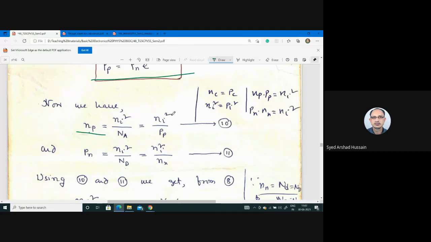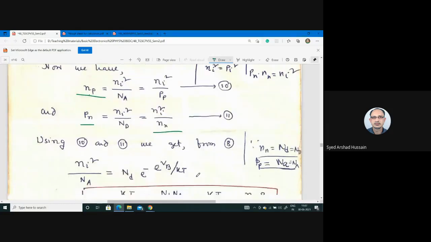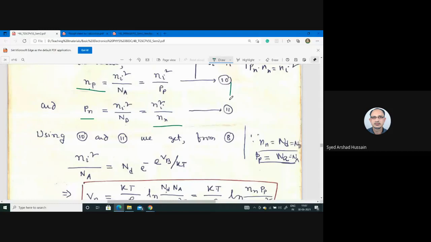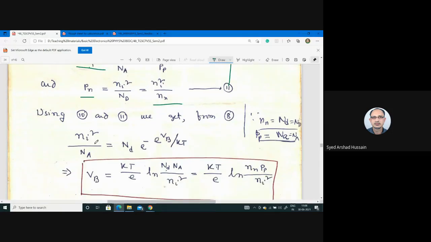It is equal to Ni square divided by Pp. Pp is again very high in case of P type material. And Pn means hole in N site. This is again small. This is Ni square divided by Nd, which is equal to Ni square by Nn. This is from our earlier expressions. So using these values in our earlier expression, we can write Ni square divided by Na is equal to this one.